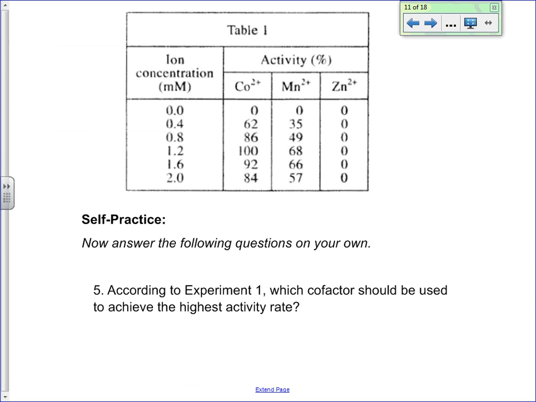All right, at this point, you are pressing play if you've already answered questions 5 through 10. And we'll go over the multiple choice questions.